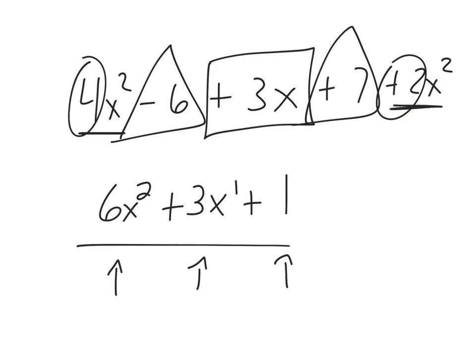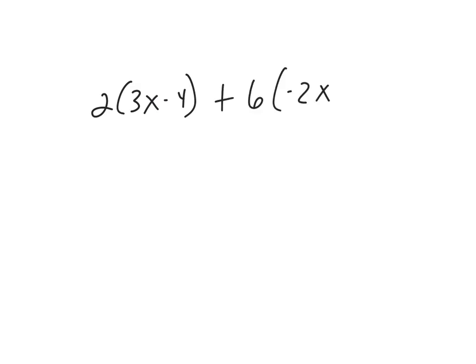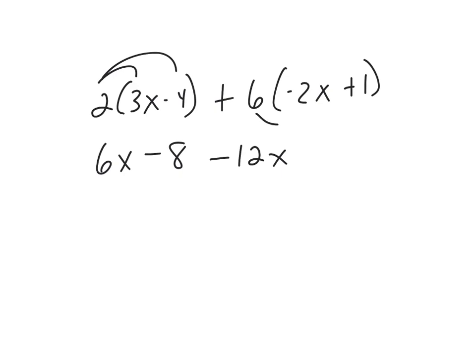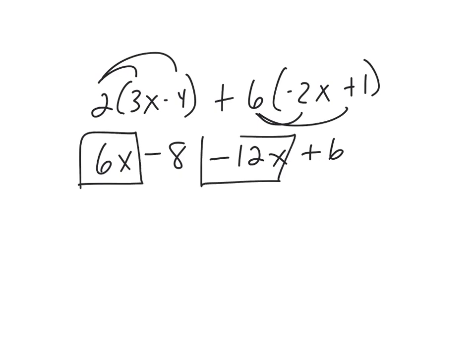And you might have to do some distributing too. So what if we had something like this? What if we had 2 times 3x minus 4 plus 6 times negative 2x plus 1. All right, so if I distribute, I get a 6x and a minus 8, because 2 times 4 is 8. And then here I'm going to have a negative 12x. 6 times negative 2 would be negative 12. And then plus 6. So now do these two guys go together? Yep. So 6 minus 12 is going to be a negative 6x.